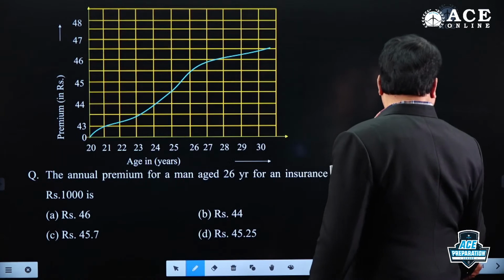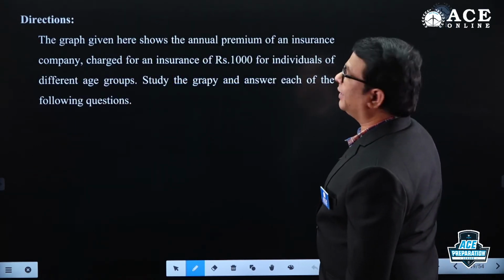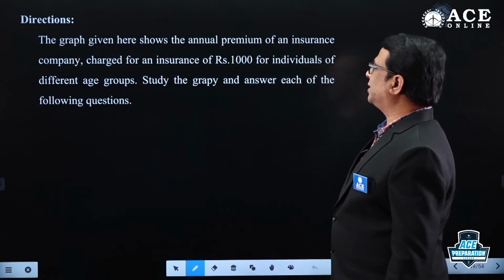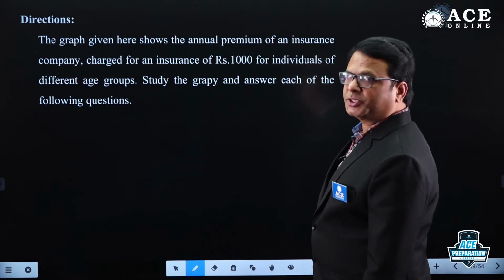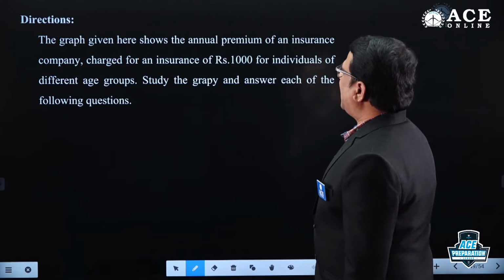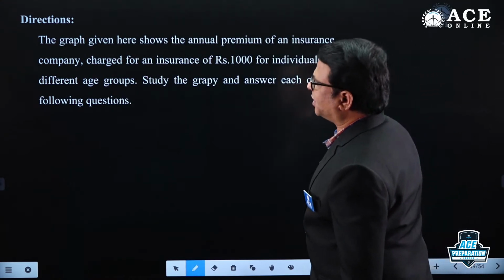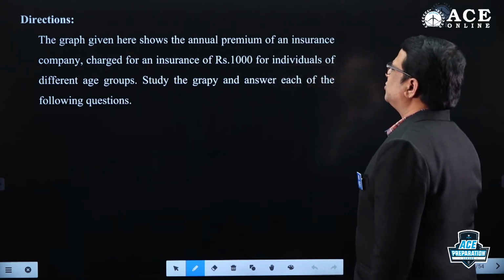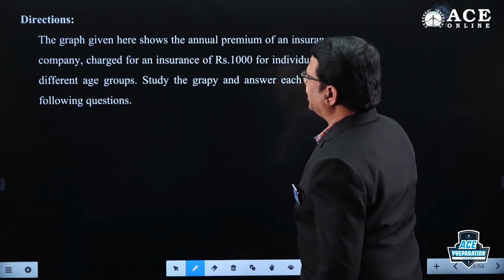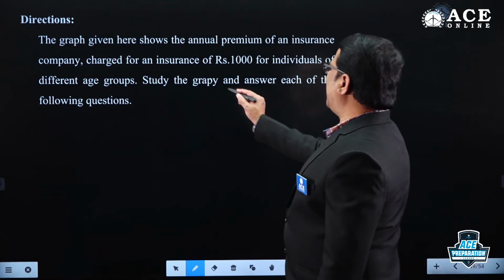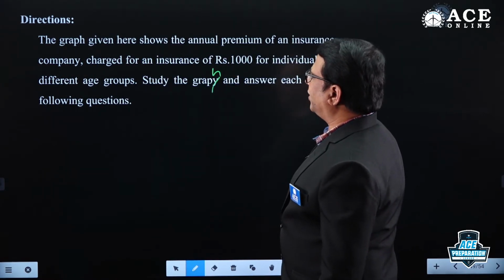Right. Now, the graph given here, again, the directions are on one slide and the diagram is in another slide, so I'm sorry for it. The graph given here shows the annual premium of an insurance company charged for an insurance of ₹1,000 for individuals of different age groups. Study the graph and answer each of the following questions.